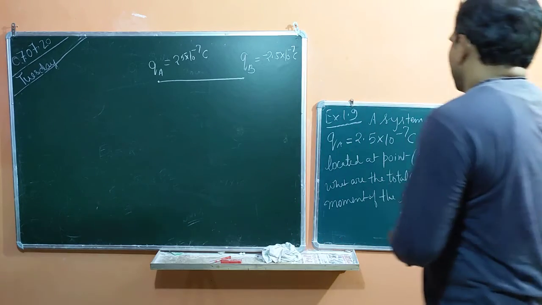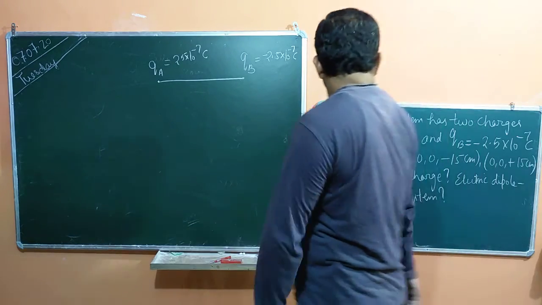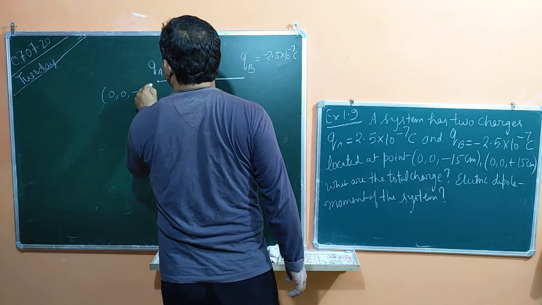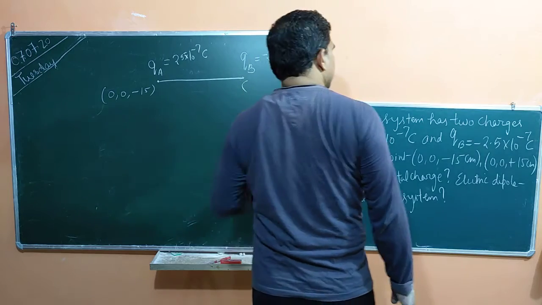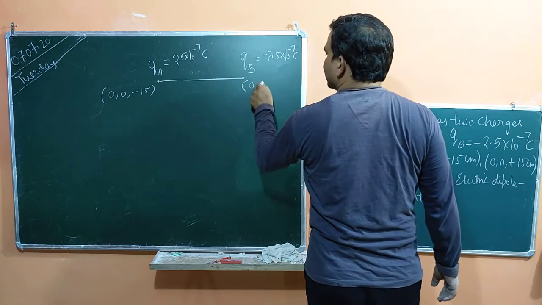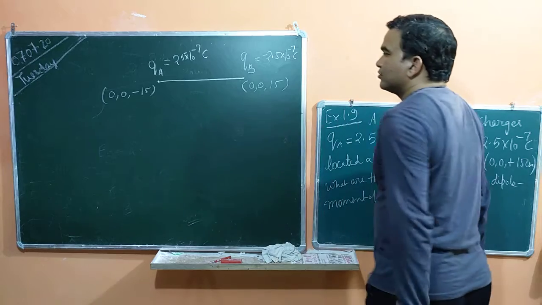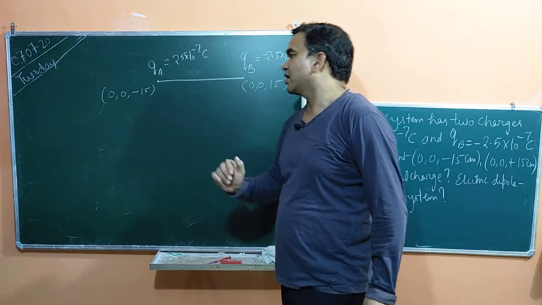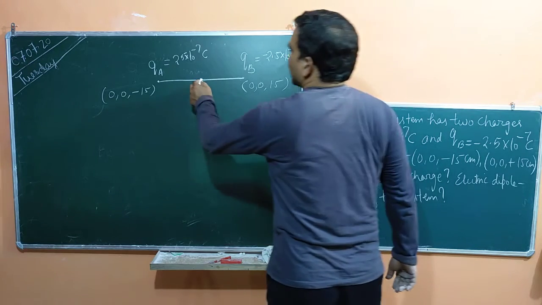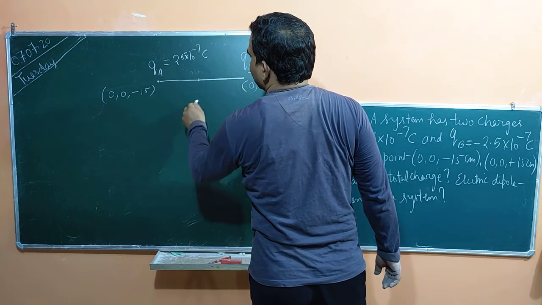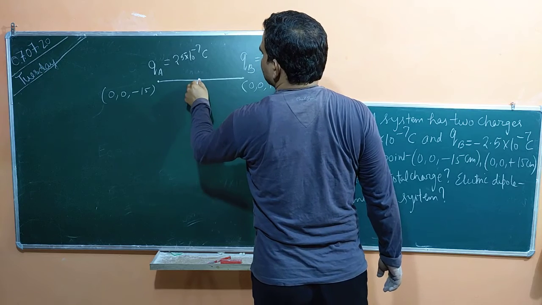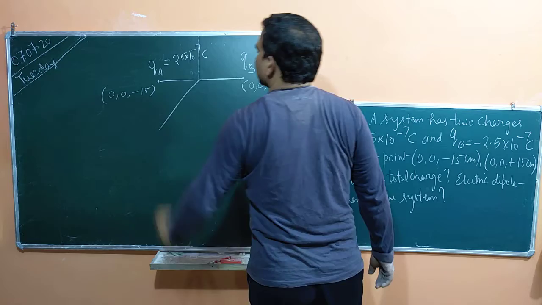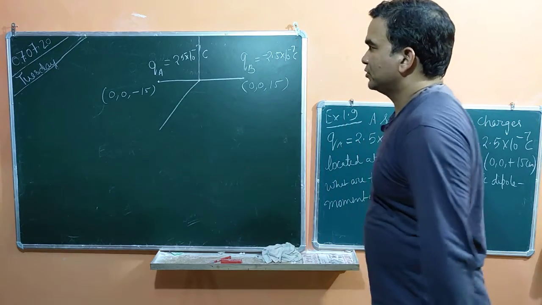Okay, they are located at (0, 0, -15) and this one is at (0, 0, 15). So they are on the z-axis. And this one is the center, (0, 0, 0). This one is the z-axis, and let's say this one is the x-axis, and this one is the y-axis. Good.